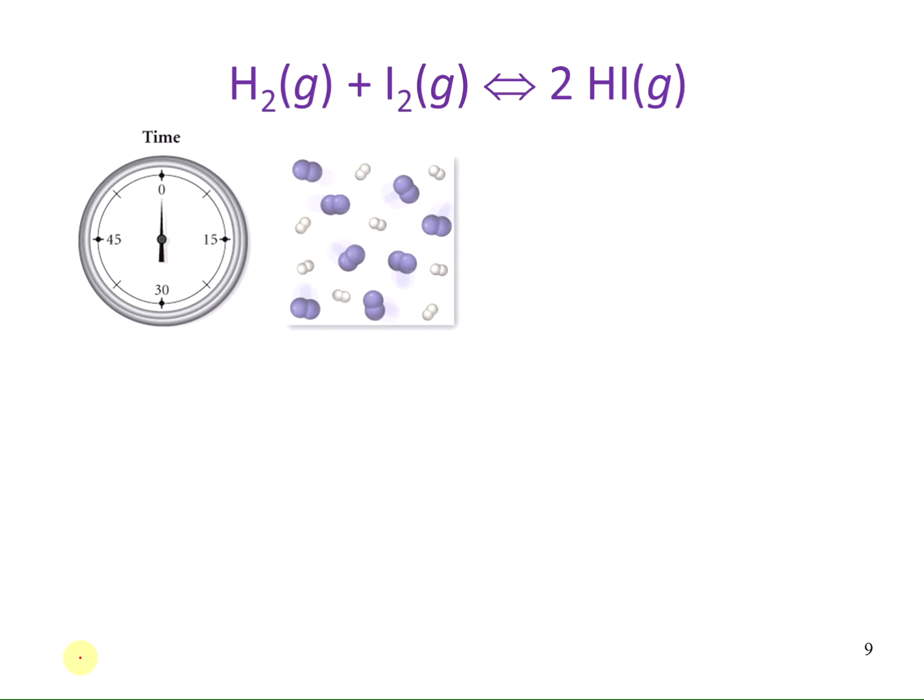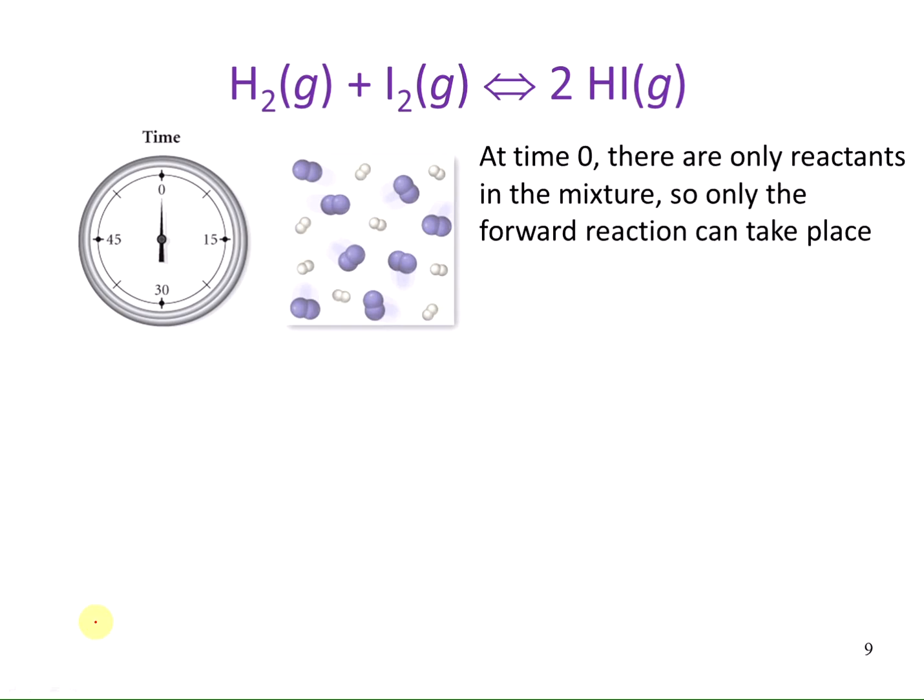Now we're going to look at a more specific example rather than just hypothetical red and blue. We've got hydrogen gas combining with iodine gas, forming two equivalents of HI gas. At time 0, there are only reactants in the mixture, so only the forward reaction can take place. Here we see the H2 is represented by the two white spheres, so this is a diatomic molecule, and the purple spheres represent the diatomic iodine gaseous molecules.